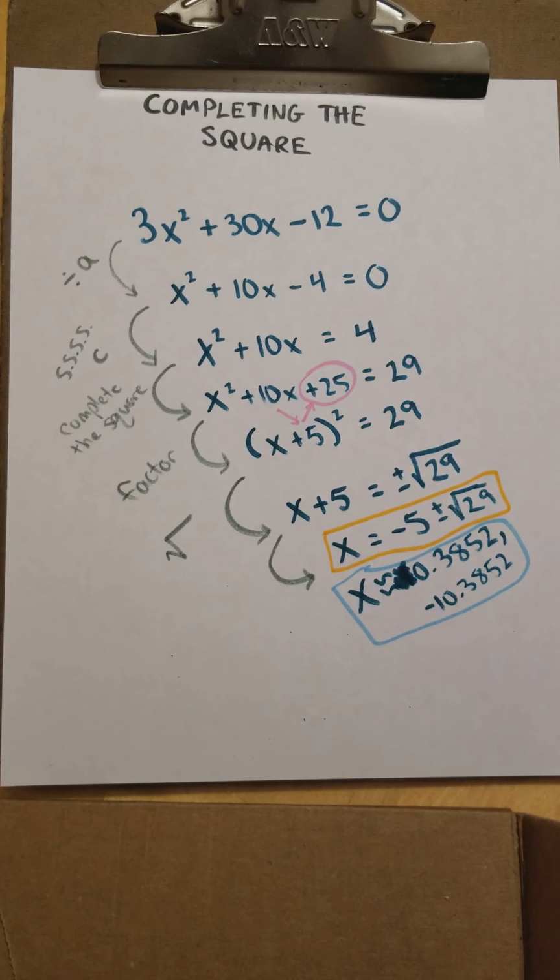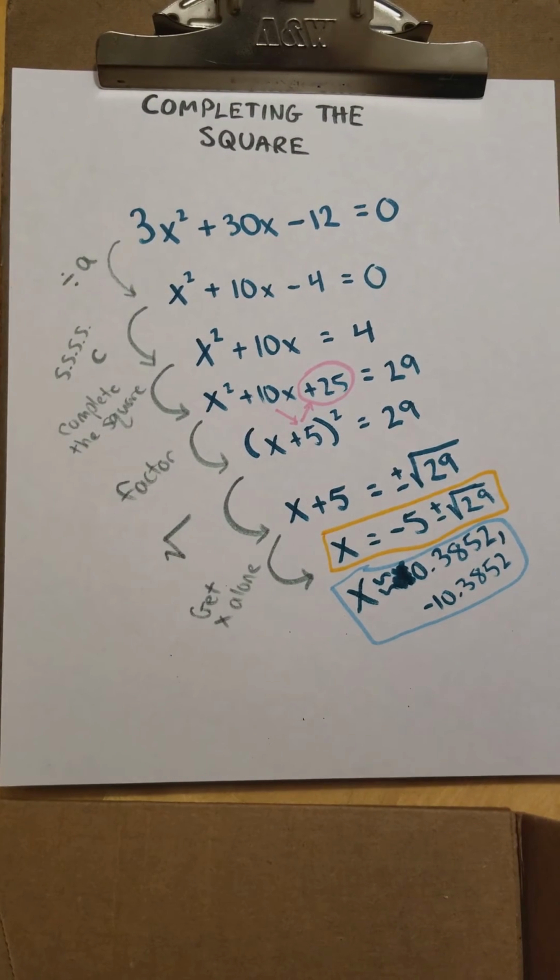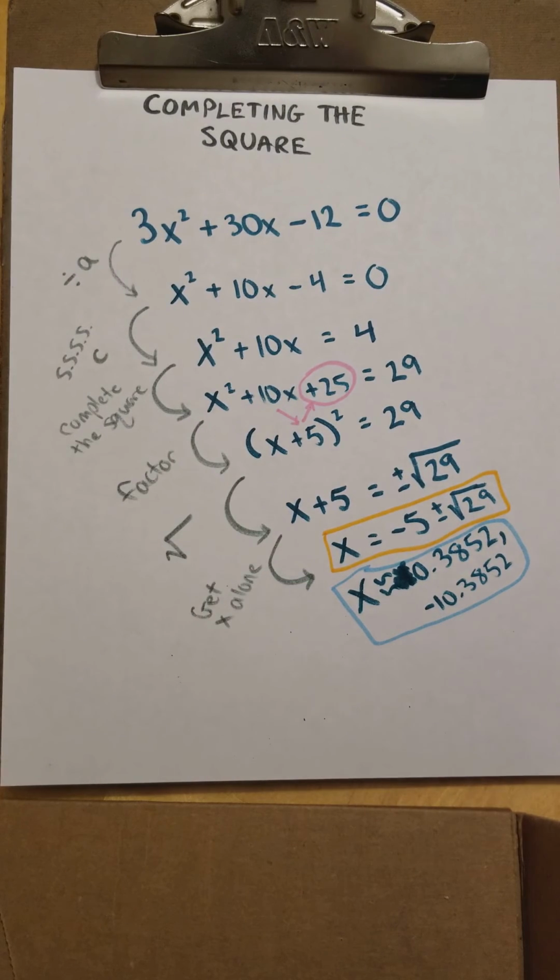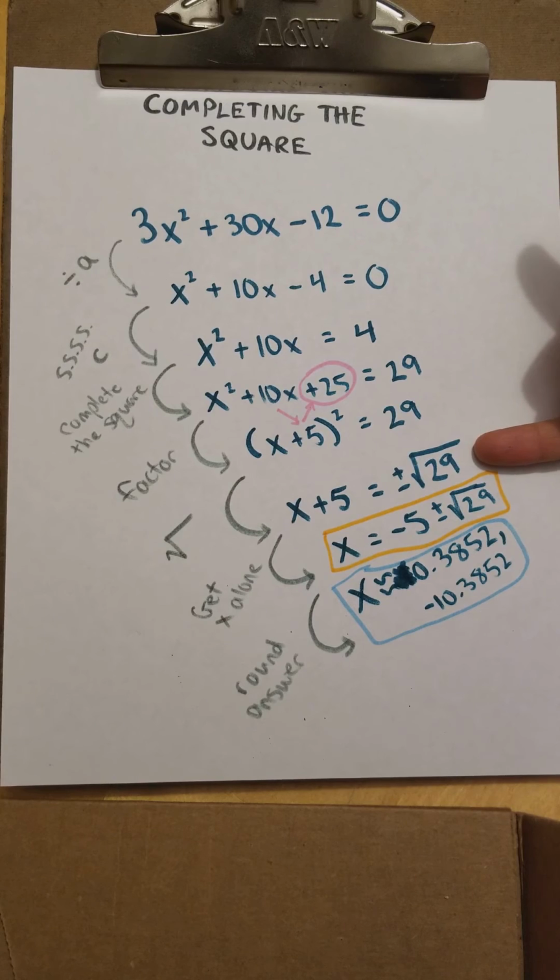Plus, if you do it the other way, I guess that's just fine. Either way, get x alone, and last, if they ask for it, calculate the actual square root and add or subtract it, and then round off your answer to give them an approximation. And that is how you complete the square or solve quadratic equations by completing the square.